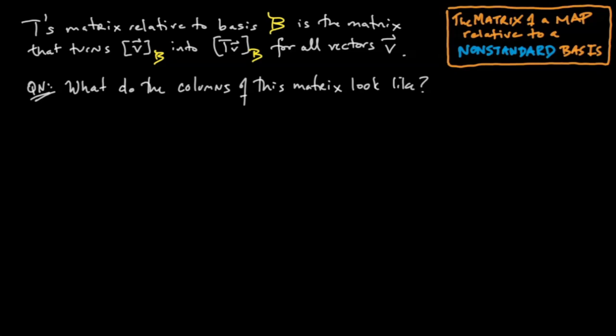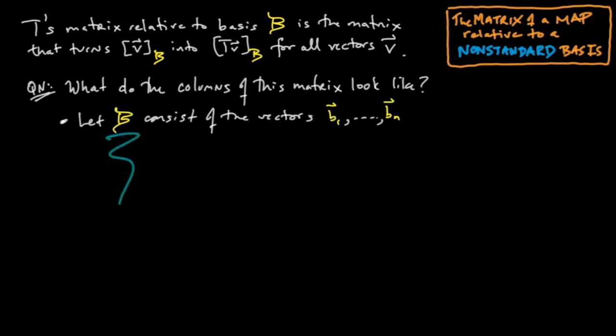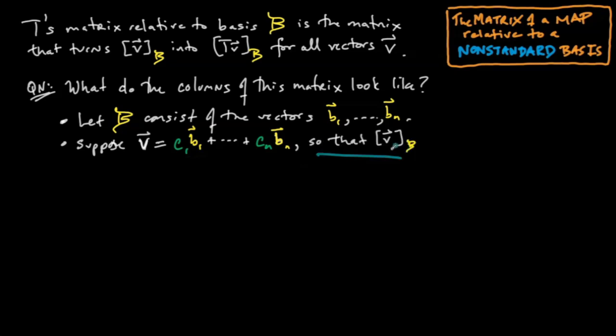But let's go ahead and prove that, mainly just so that you get some practice thinking about the notation and review of matrix vector multiplication and all that kind of thing. So let's let basis B consist of vectors B1, B2, all the way through Bn. Now let's think about our typical vector V. Let's suppose that V has the following expression in terms of the B vectors, so that V's B coordinates are C1, C2, all the way down to Cn.